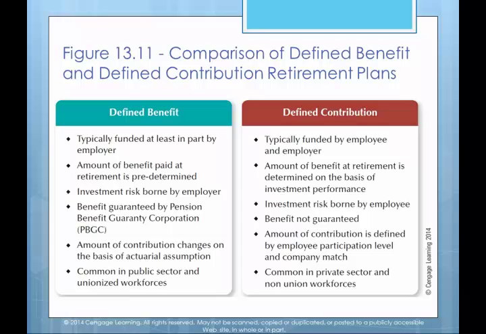The amount of contribution changes on the basis of actuarial assumptions, and that's how many DB plans got underfunded, is the actuarial assumptions were lower than what really has happened. Common in the public sector and unionized workforces. And this is where you see a lot of union employees strike, because of the pension plan. Either the company wants to stop the pension plan or eliminate it totally. That's another reason why employees strike.